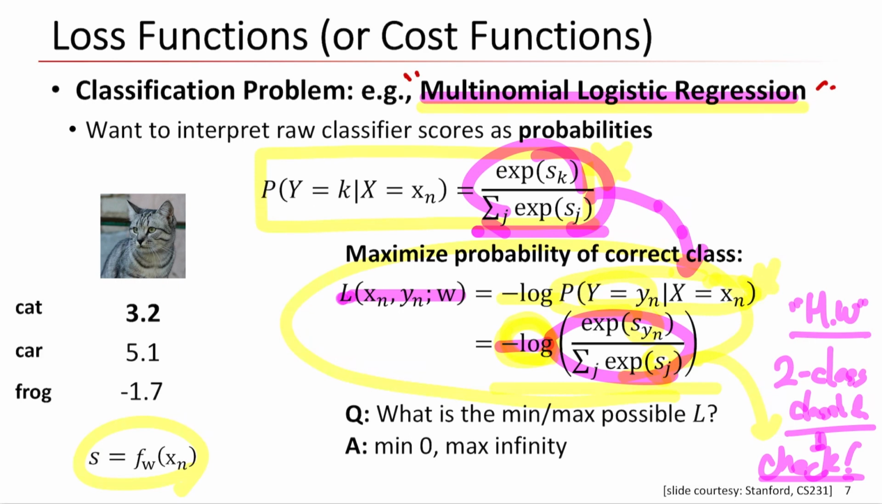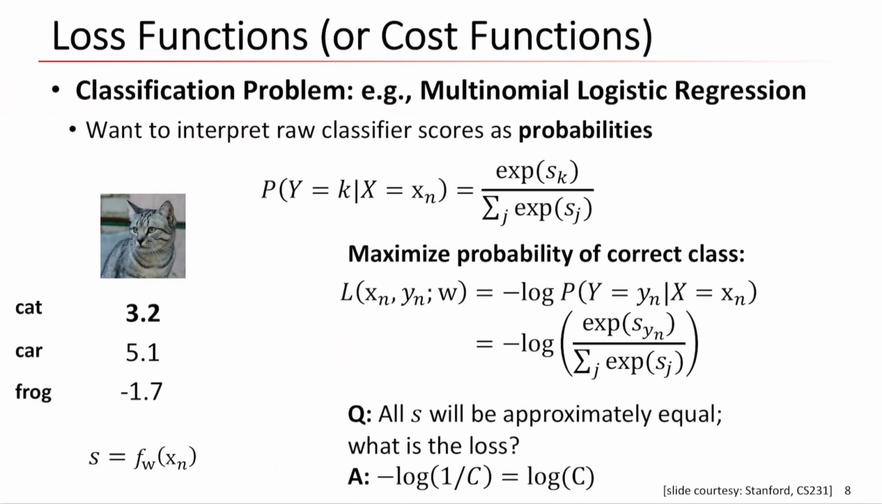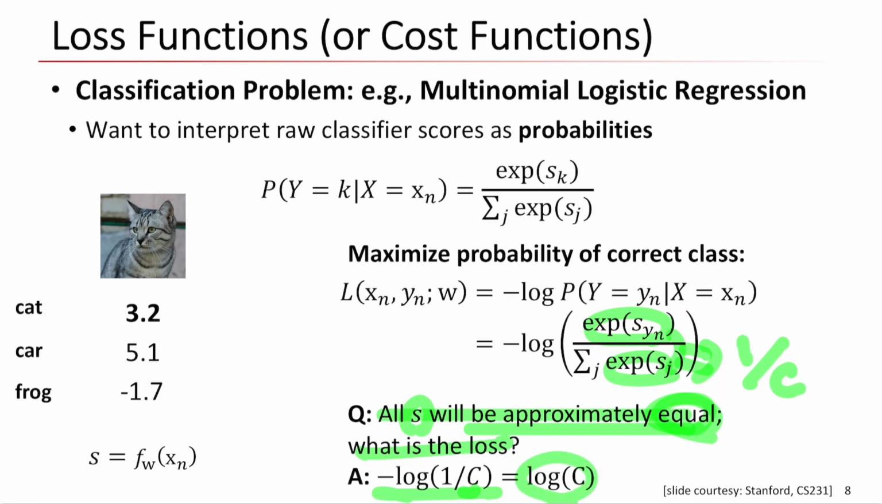So here are some properties. What is the min and max possible L? Min is 0 and max is infinity, right? So please check our lecture 3 to understand the shape of the log function. And as S will be approximately equal, what is the loss? Because if S is approximately equal, the terms will be exactly the same here, right? So in this case, it will be just 1 over C. So this one is just log C, right? So this is the property of the multinomial logistic regression.